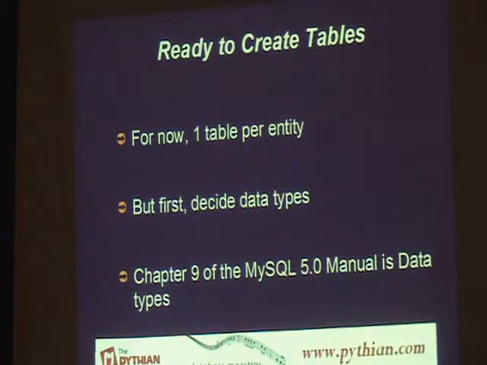And this is just things like, what kind of character do you want? What kind of number do you want? Do you want a big int? Do you want a small int? Do you want a tiny int? Tiny int is 0 to 255 or negative 127 to 128. Things like that.